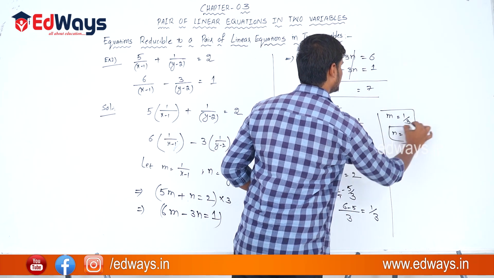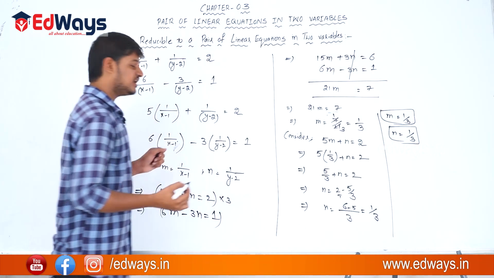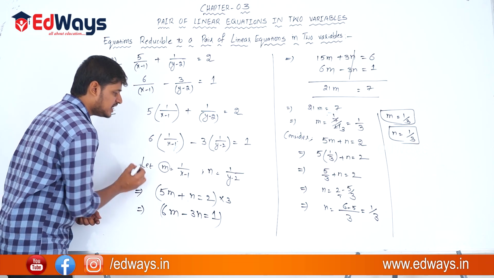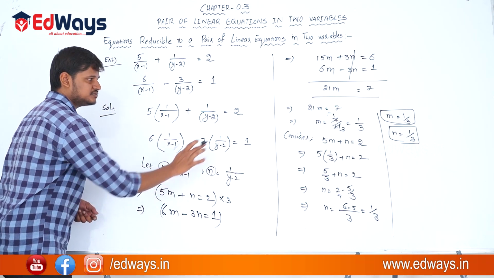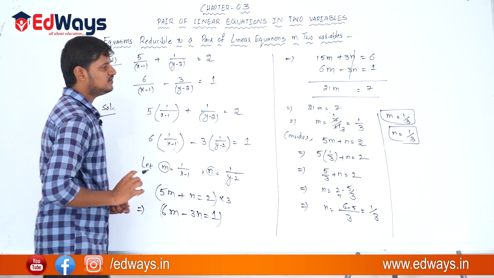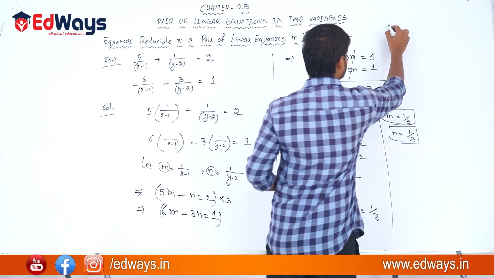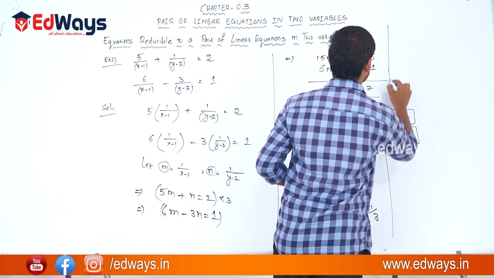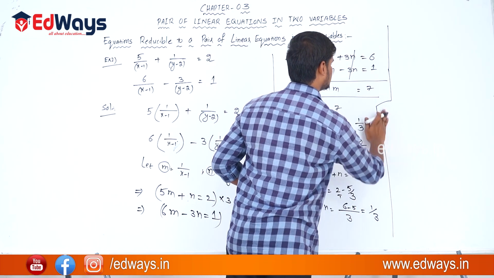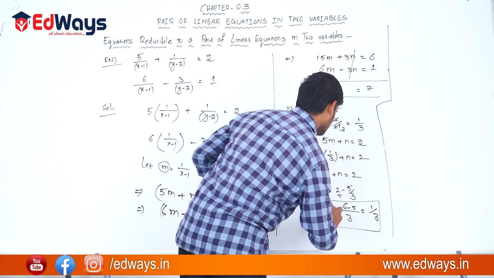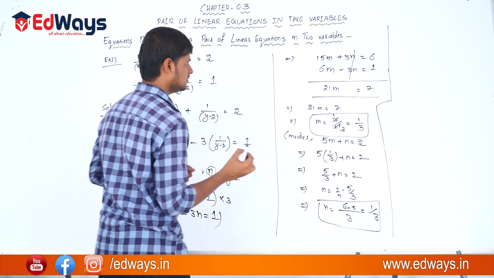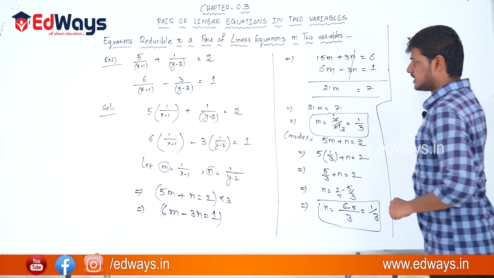But what do we have to find? We have to find the x and y values, right? How do we find the x and y values? Now we got the m value and the n value. So just substitute that m value here and n value here, to get the x value and y value. So let us do that here. Let me erase this part. We already got n and m right here, so let me substitute directly.